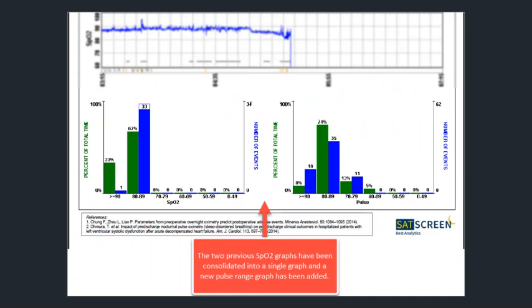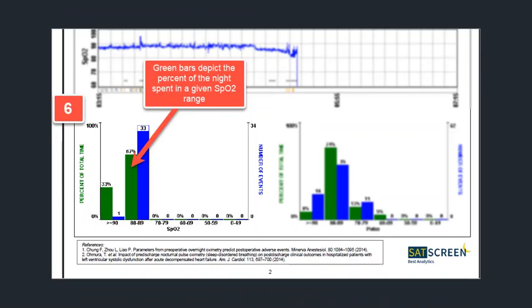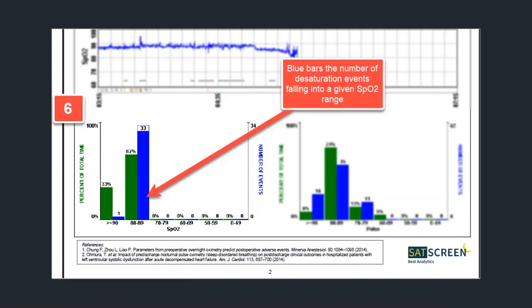And finally, if you look to the bottom of page 2, you will see the final updates in this release. You will notice that the two previous SpO2 graphs have been consolidated into a single graph, and a new pulse rate range graph has been added. The graph on the lower left reports the percent of the night spent in a given SpO2 range, as well as the number of desaturation events falling into a given SpO2 range.